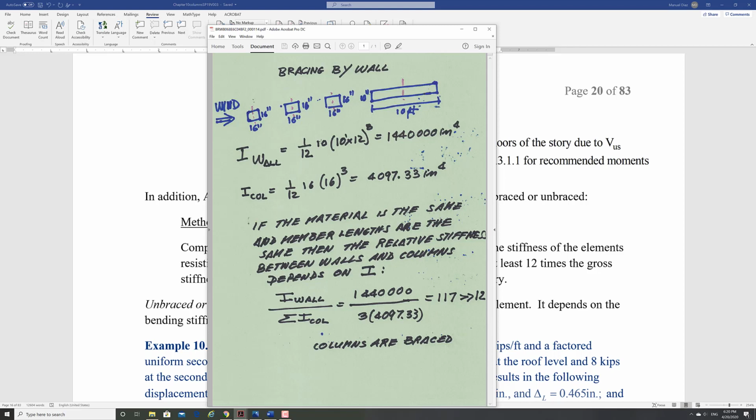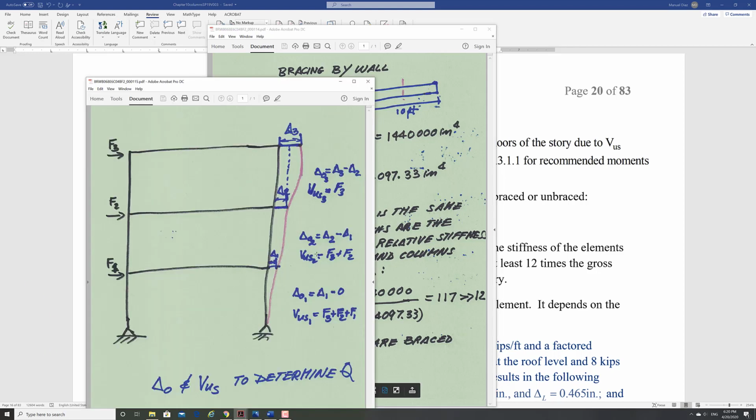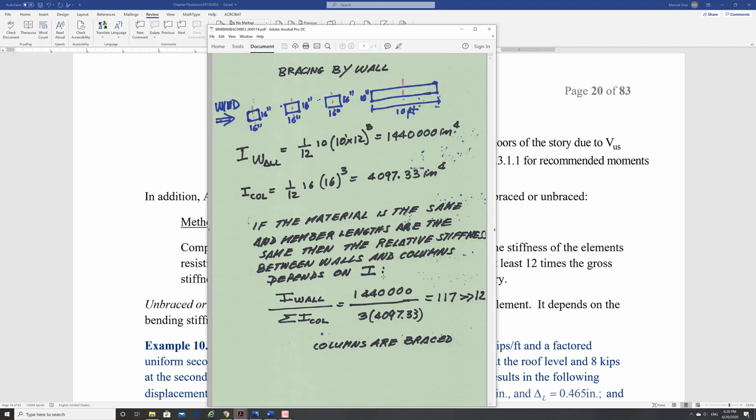In the case of the columns, because you're looking at the stories, a typical story has the same column heights, so the length is the same. So you can ignore the length, and all you have left of that stiffness value is the I. So if we look at the I of the wall divided by the number of columns that you have, notice that the value is 117. That's a lot bigger than 12. So the columns are braced. A 10-foot wall will brace this column no problem. It can go to even 9 columns and still will brace them okay.